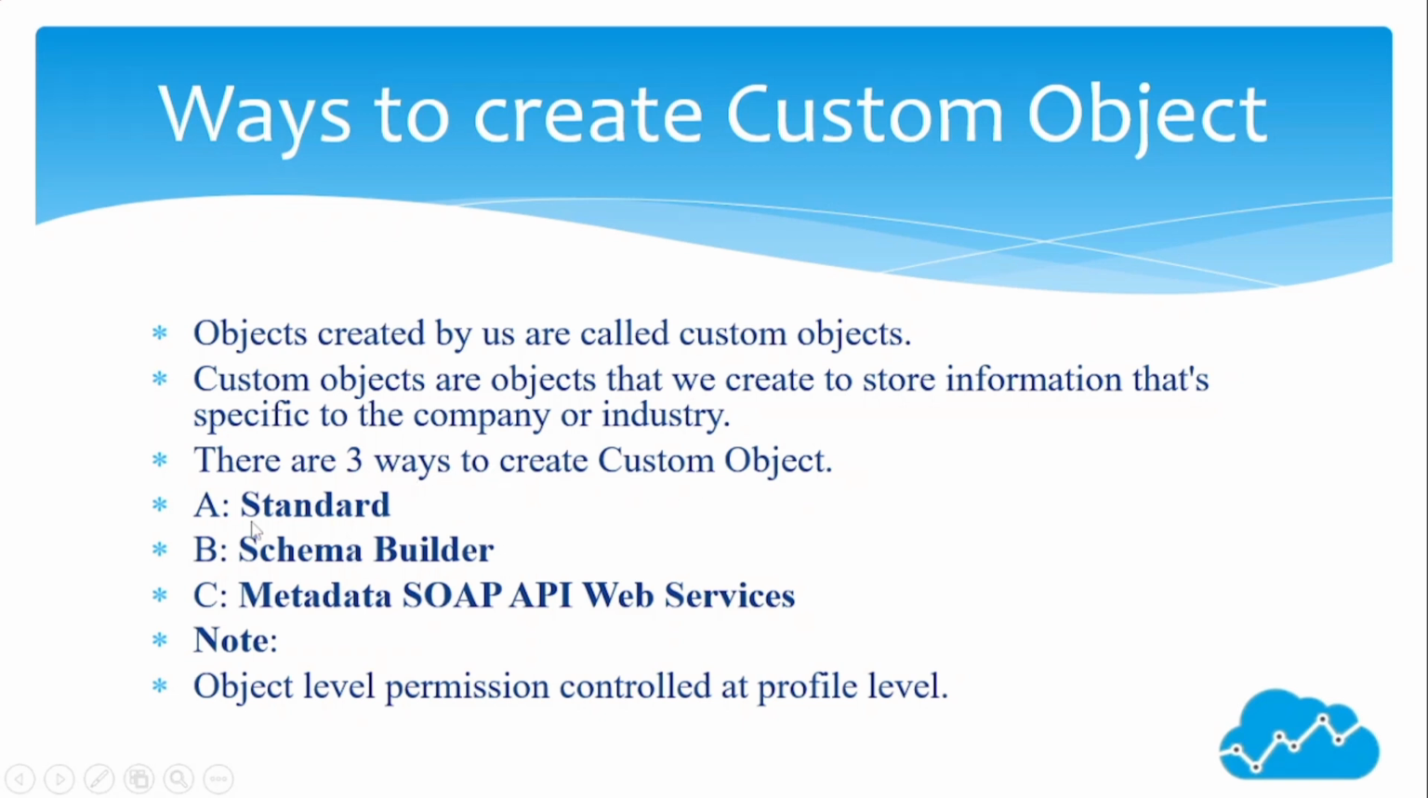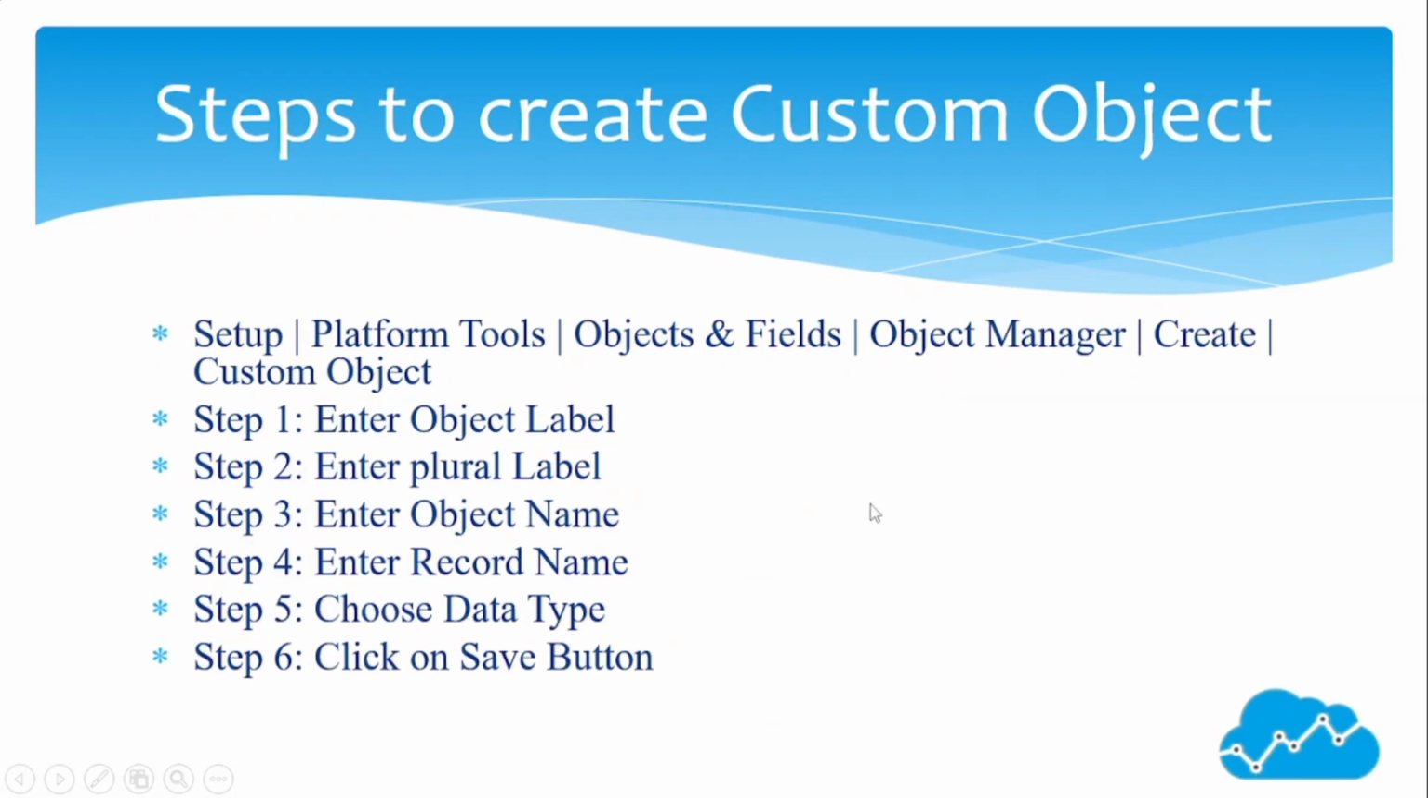First is the standard way that we are going to see right now. Second one is Schema Builder, and third one is Metadata SOAP API web services. So this we'll see in the further sessions. Note, object level permission is controlled at profile level. For all objects, we are controlling the access at our profile level.